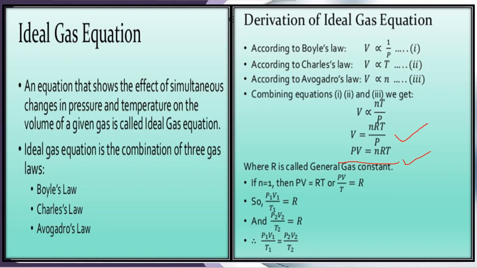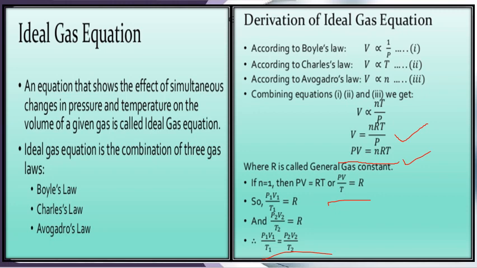Now consider that the number of moles is equal to 1. So you can skip the n here, right? The equation turns into PV upon T equals R. For the initial state, it will be P1V1 over T1, and for the final state, P2V2 over T2. Both are values of R. Now compare them: P1V1 over T1 equals P2V2 over T2. This is called the second form of the ideal gas equation, right?